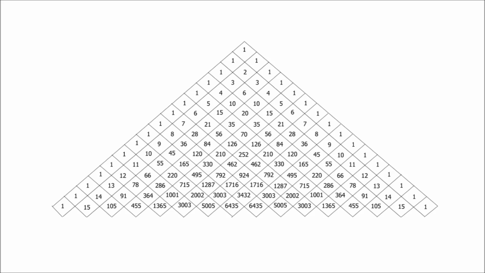1001 plus 2002 will be 3003. 2002 plus 3003 is 5005. And 3003 plus 3432 is 6435. And we've reached the middle. So we're done. The triangle, in fact, goes on forever. But we're just looking at the first few lines of it.